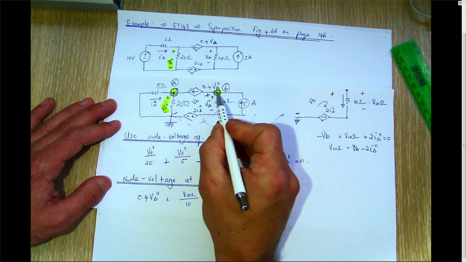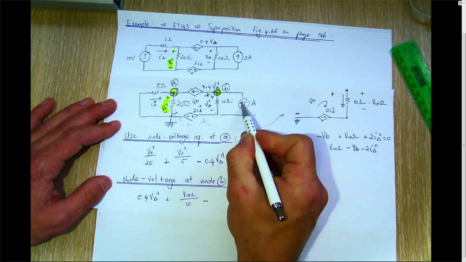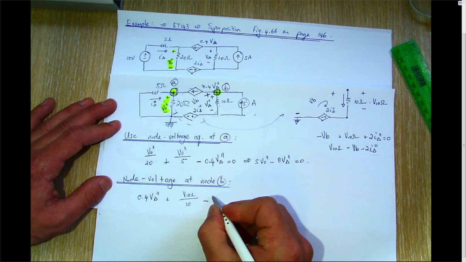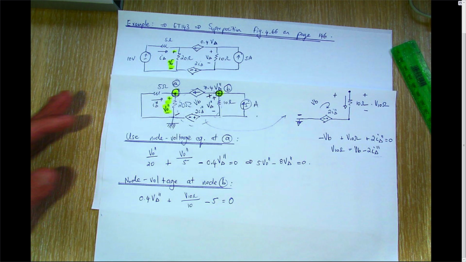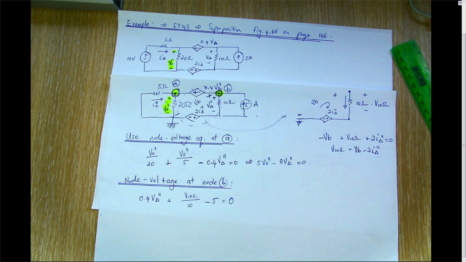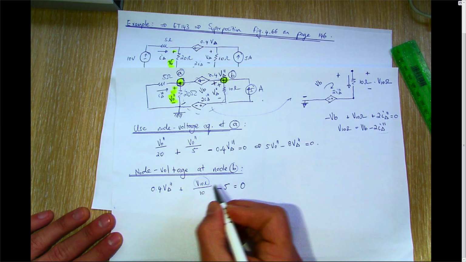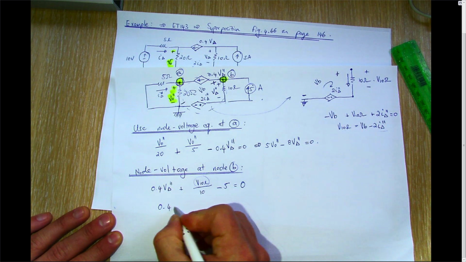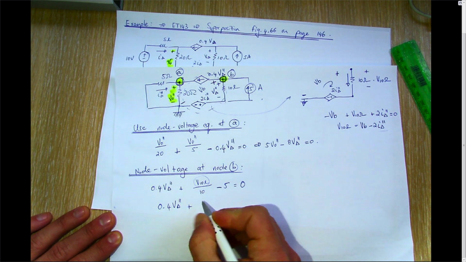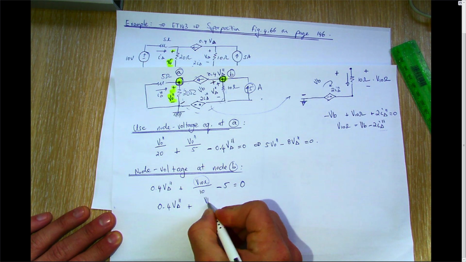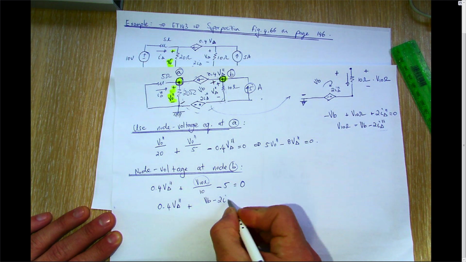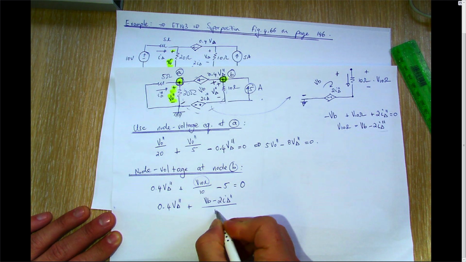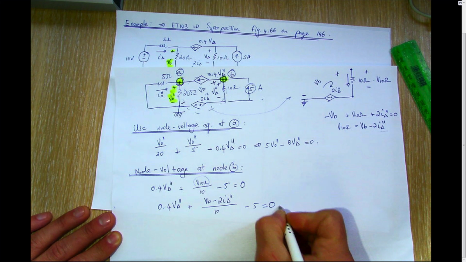So if I say this is flowing out, but the actual current source is flowing in, I use a negative sign. So minus 5 is equal to 0. Okay, so let's substitute this value for V 10 ohm that we've calculated over here in. So this becomes V double prime plus (VB minus 2I delta prime) divided by the 10, minus 5 is equal to 0.